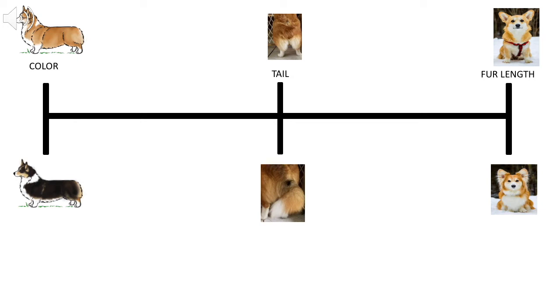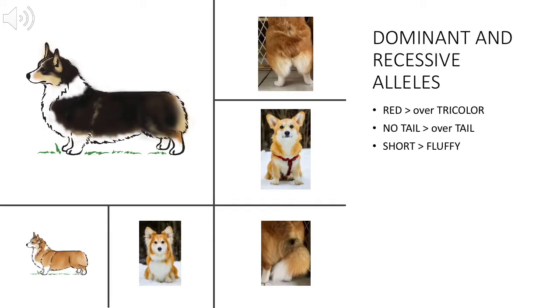Here we have a schematic of our chromosome, and we are going to be looking at 3 related loci, starting with color, presence or absence of the tail, and fur length in the corgi. So in corgis, red fur is dominant over tricolor fur, no tail is dominant over having a tail, and short fur is dominant over fluffy fur.